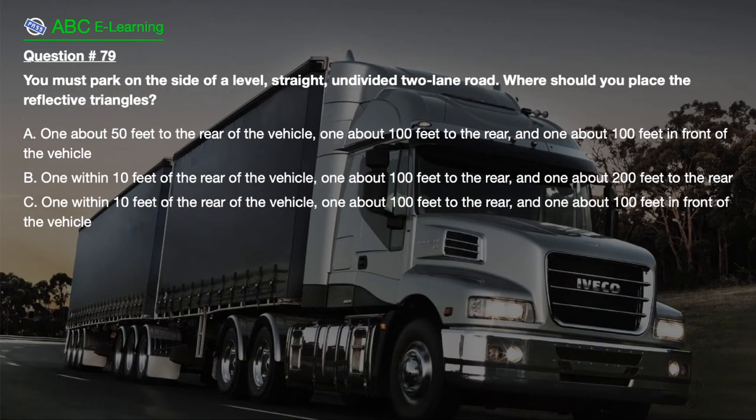Question number 79. You must park on the side of a level, straight, undivided two-lane road. Where should you place the reflective triangles? A. 1 about 50 feet to the rear of the vehicle, 1 about 100 feet to the rear, and 1 about 100 feet in front of the vehicle. B. 1 within 10 feet of the rear of the vehicle, 1 about 100 feet to the rear, and 1 about 200 feet to the rear. C. 1 within 10 feet of the rear of the vehicle, 1 about 100 feet to the rear, and 1 about 100 feet in front of the vehicle.